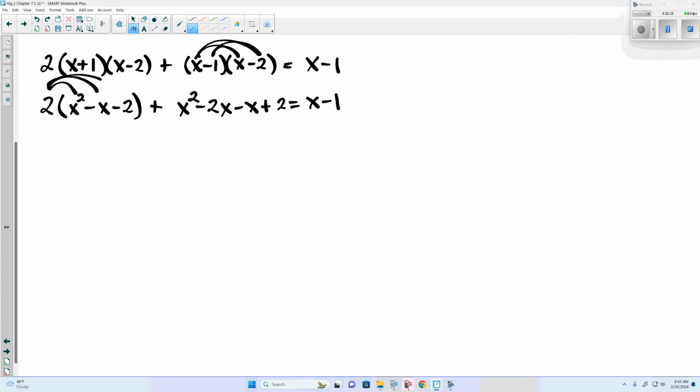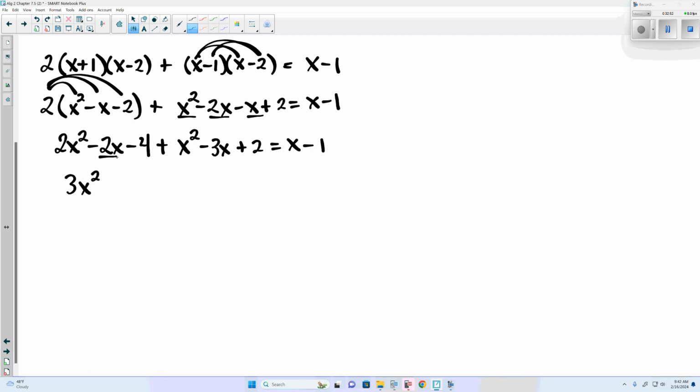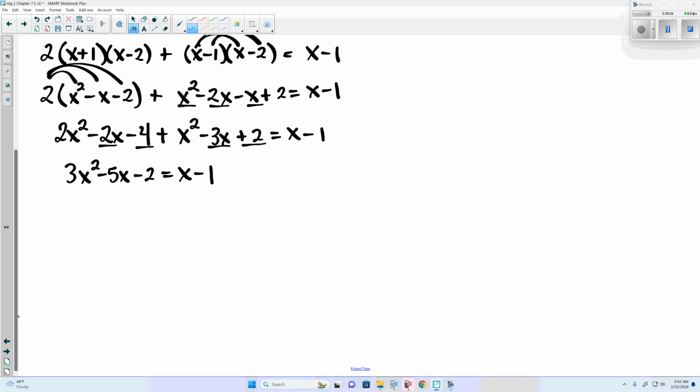Yes. We can distribute the 2 here. 2 times x squared, 2x squared. 2 times negative x is negative 2x. And 2 times negative 2 is negative 4. Plus, x squared is the only like term here. Negative 2x minus x is negative 3x plus 2. Well, we can combine like terms again. 2x squared and x squared is 3x squared. Negative 2x minus 3x is negative 5x. Negative 4 plus 2 is equal to x minus 1.